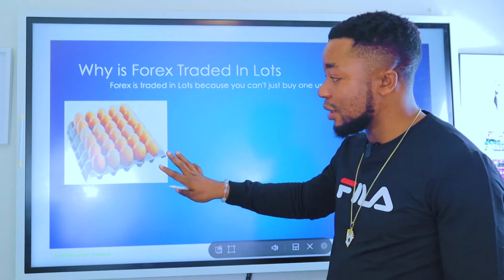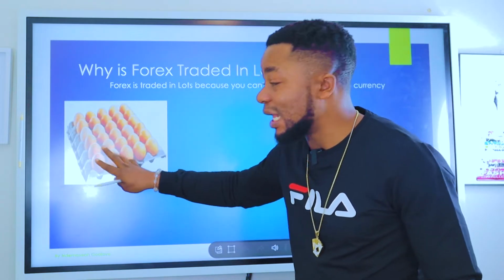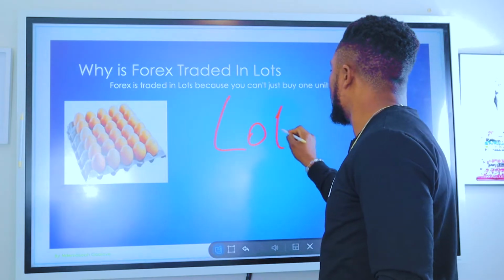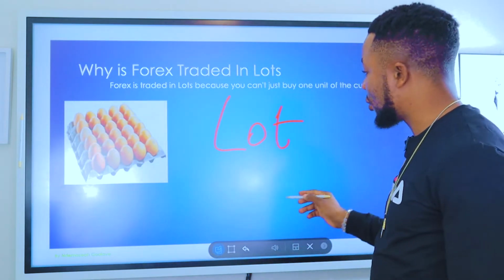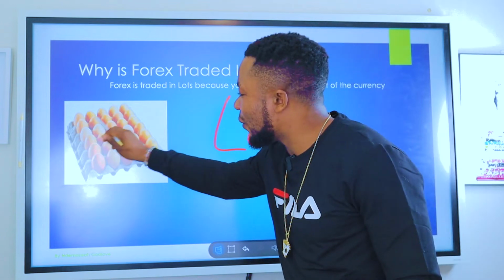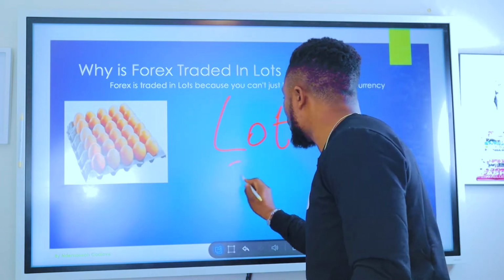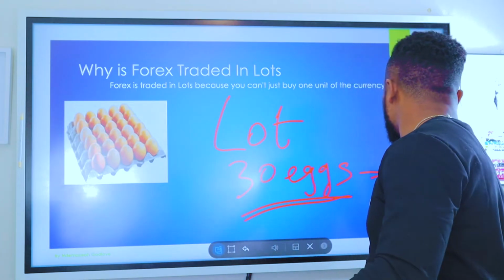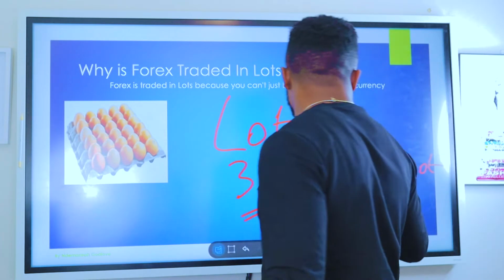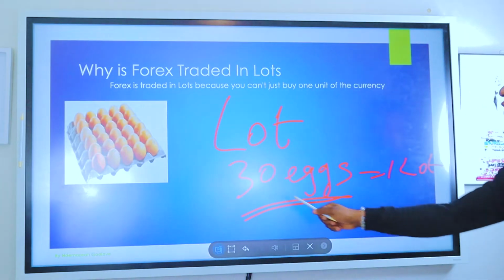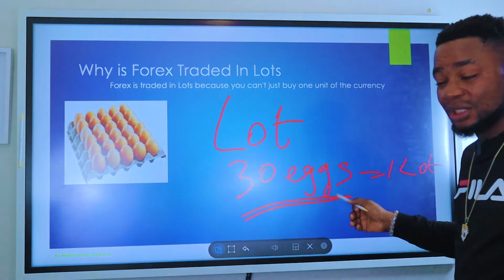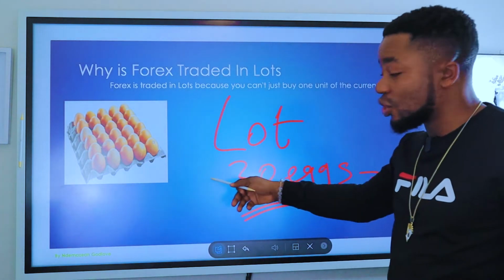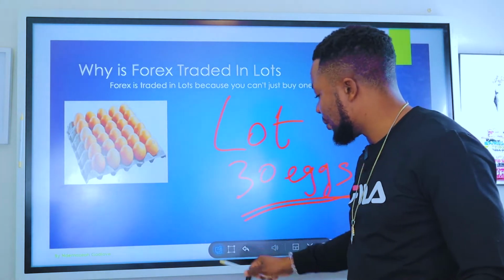I'm calling it 30 units because you are buying a lot, L-O-T, so that I don't get confused. Here you are buying a lot of eggs, and that particular lot is equal to 30 eggs. So 30 eggs is equal to one lot. In this case, our standard lot will be equal to 30. That's just the best example I can give, because you can't just enter the supermarket and pick just one egg. You need to buy it in terms of lots.